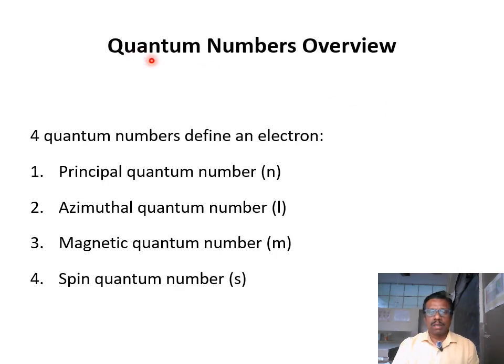Quantum numbers overview. Four quantum numbers define an electron. Number 1, principal quantum number n; azimuthal quantum number l; magnetic quantum number m; spin quantum number s.